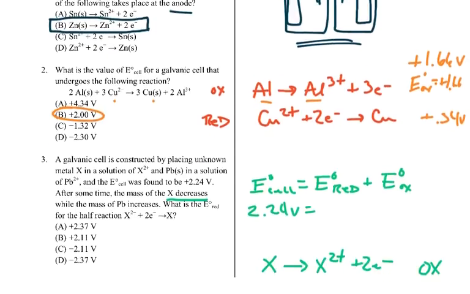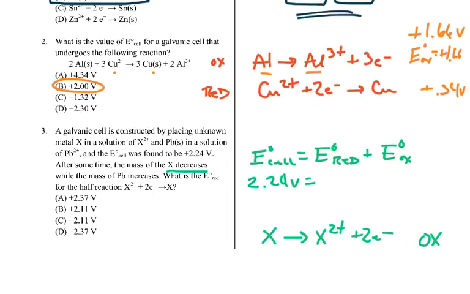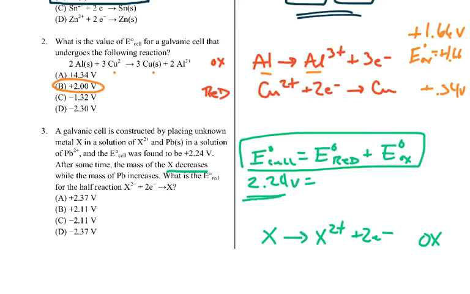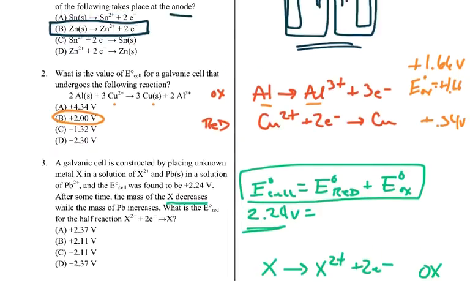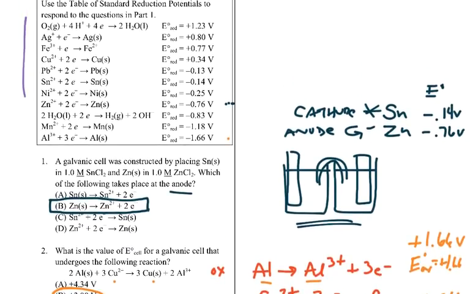For the third, we've got a galvanic cell again. It's constructed by placing an unknown metal X in a solution of X2 plus and lead in a solution of Pb2 plus. The E of the cell is found to be positive 2.24. So we're going back to our useful equation, and we know that the cell is positive 2.24 volts. Now we have to figure out the other two. One of them is lead, and we know lead is negative 0.13 volts, so we're going to use that.